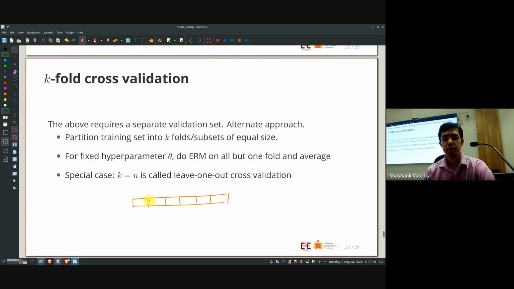All right. And let's say I leave out this particular fold and then find the ERM. So for ERM, you take these samples. So using these samples, you find the ERM and then look at the performance on this particular fold. And then you repeat over other folds.